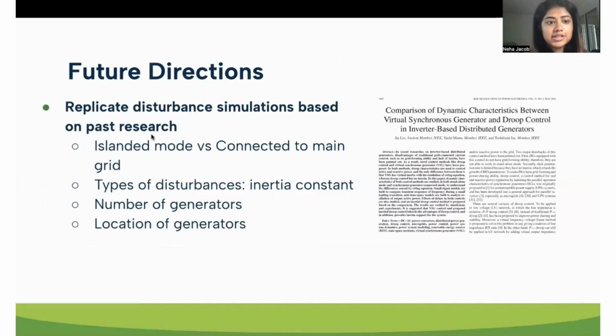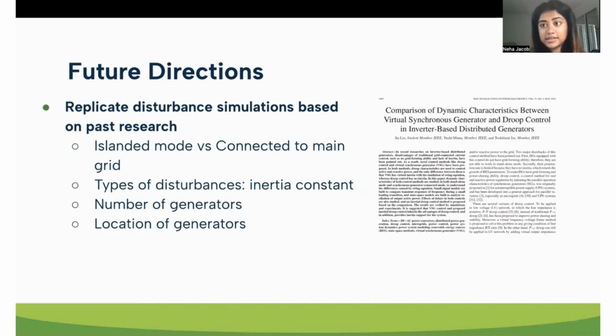In terms of future directions, we want to use an existing paper to replicate the different types of disturbances. So we were looking at different scenarios. The first one would be islanded mode versus connected. So islanded mode means we disconnect our UCSD microgrid from the main SDG and E grid and compare when it's connected and run the same type of disturbance and see their performance when we have a VSG control loop.